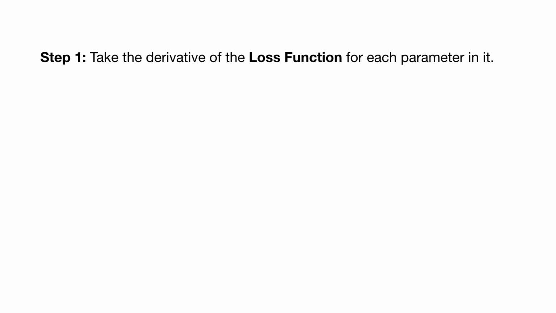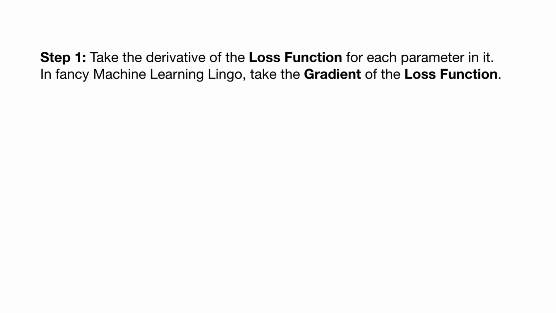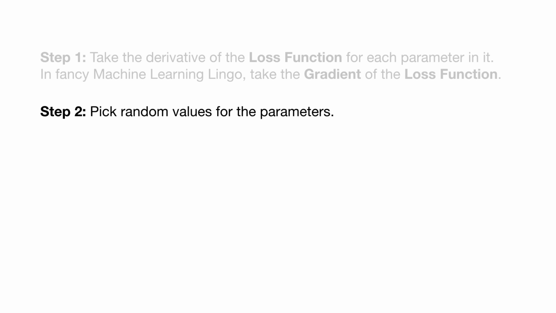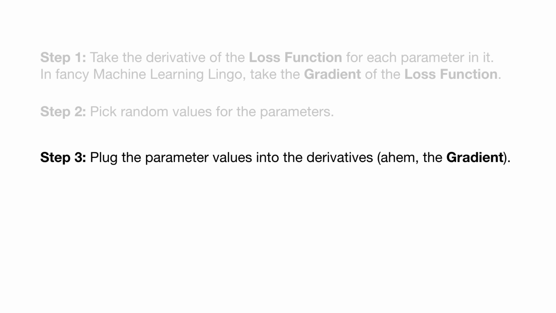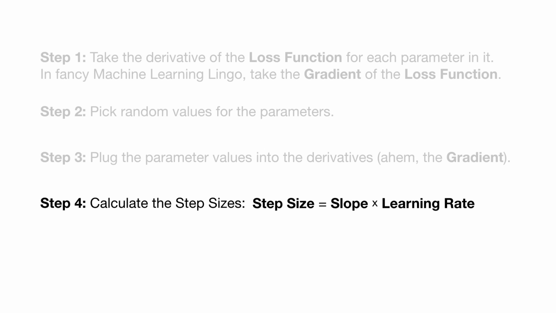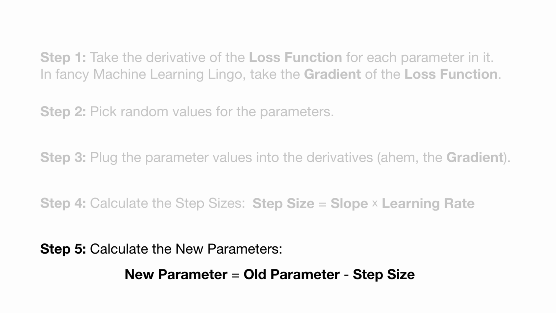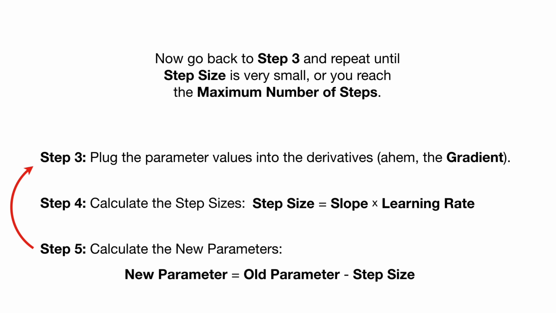Step 1. Take the derivative of the loss function for each parameter in it. In fancy machine learning lingo, take the gradient of the loss function. Step 2. Pick random values for the parameters. Step 3. Plug the parameter values into the derivatives. The gradient. Step 4. Calculate the step sizes. Step 5. Calculate the new parameters. Now go back to step 3 and repeat until step size is very small or you reach the maximum number of steps. One last thing before we're done.